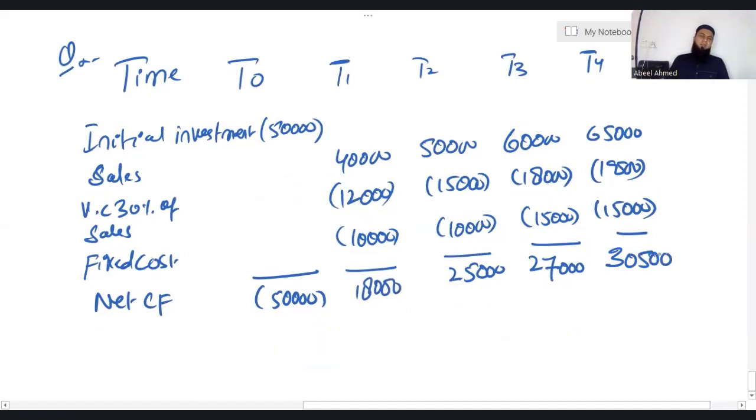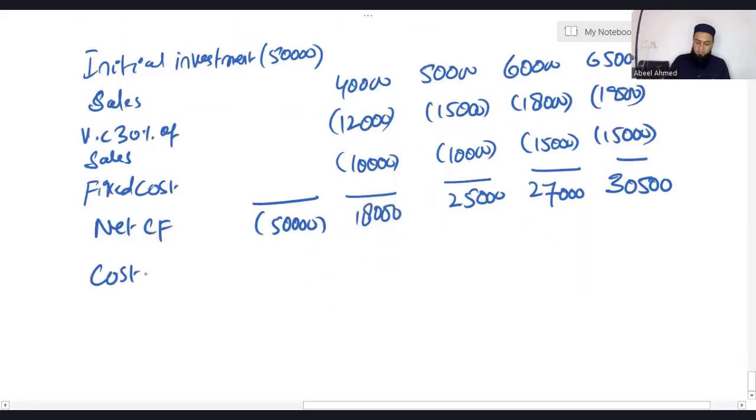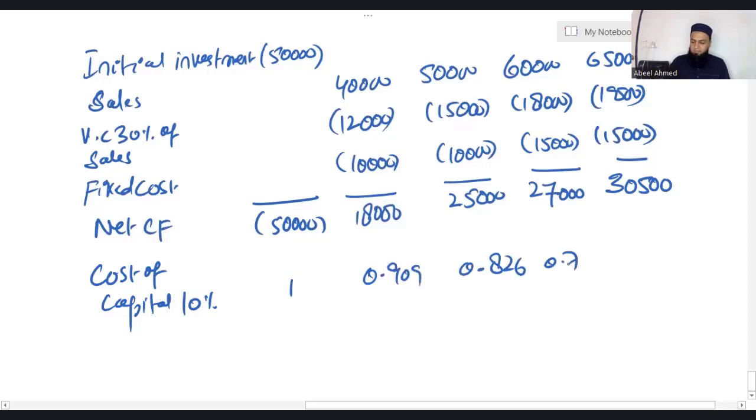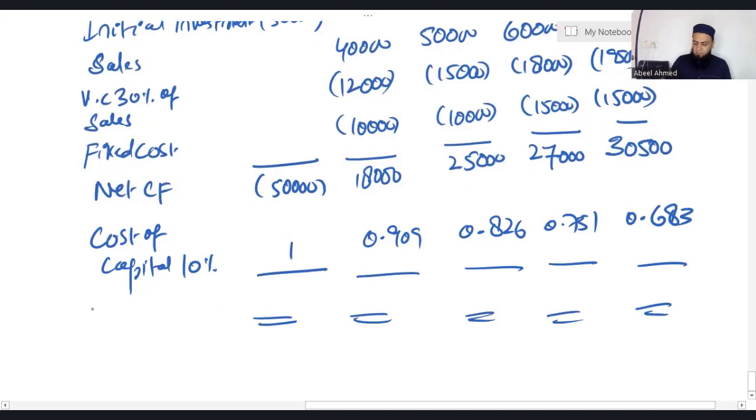Again, we cannot simply add all the T1, T2, T3, T4 cash flows, because they are future values. We need to convert them to the present values by discounting. Assuming the cost of capital is 10%, the discount factors are 0.909, 0.826, 0.751, and 0.683. How do we calculate these discount factors? I'll be discussing that right now, just within 2 to 3 minutes after completing this question, inshallah.